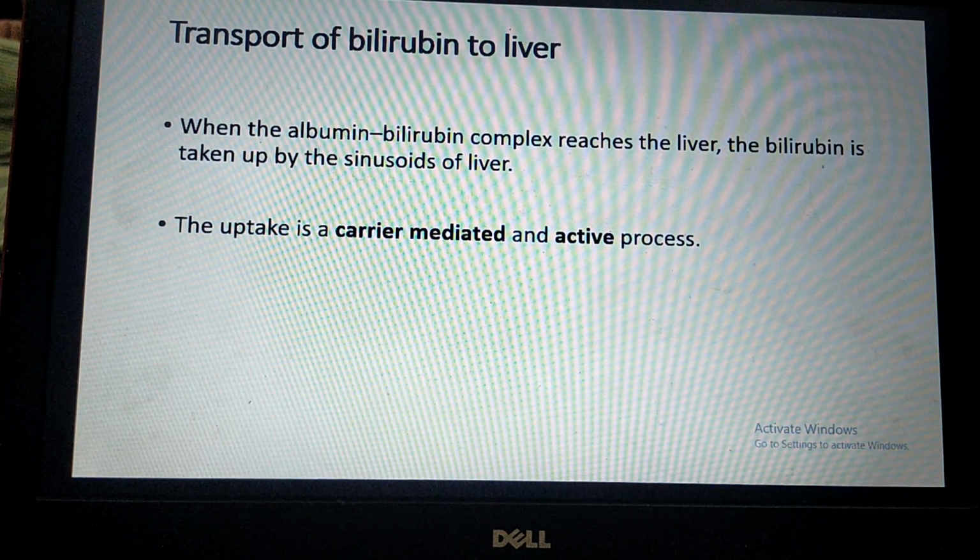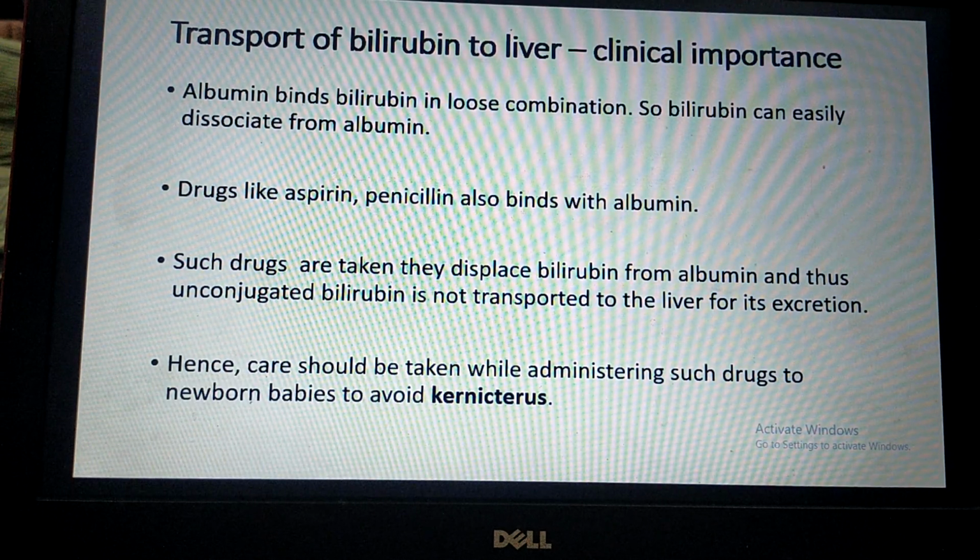Now, when this albumin bilirubin complex reaches the liver, the bilirubin is taken up by the liver cells. This uptake of bilirubin by the liver cell is a carrier mediated and active process. The binding between albumin and bilirubin is a loose combination, so bilirubin can easily be dissociated from albumin.